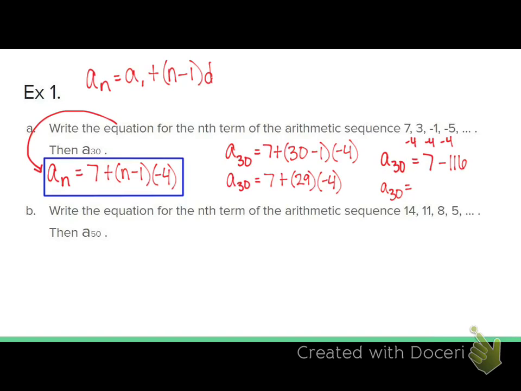7 minus 116. Is negative 109. Yep, there we go. So the 30th term, or a sub 30, is negative 109. That's the other thing they asked us for in the problem.